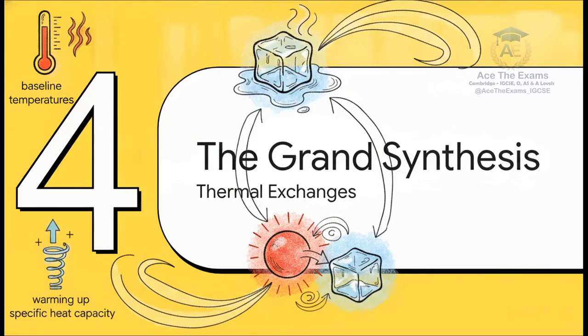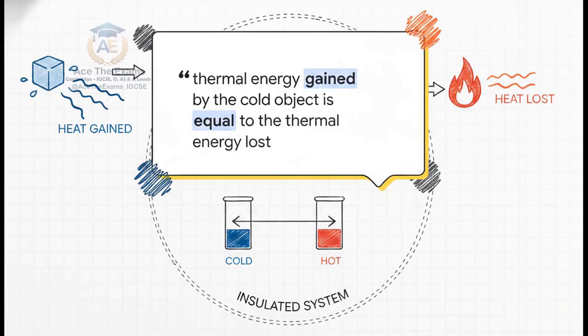Finally, Section 4, the grand synthesis. Let's bring it all together with thermal exchanges. So, what actually happens when we mix hot things with cold things? The answer lies entirely in this core principle from our source material. The thermal energy gained by the cold object is equal to the thermal energy lost by the hot object.